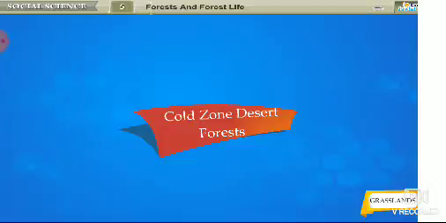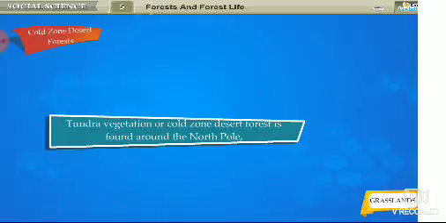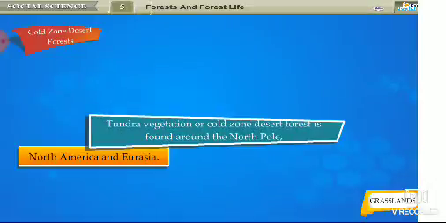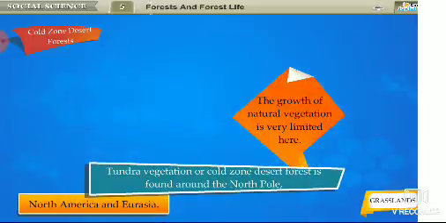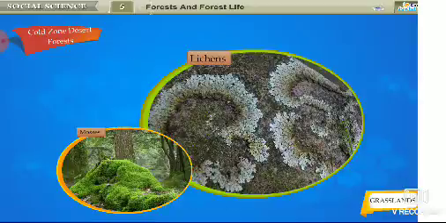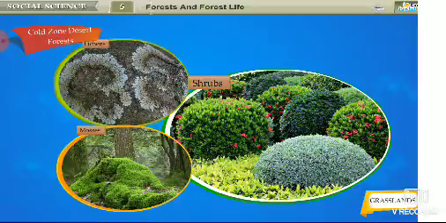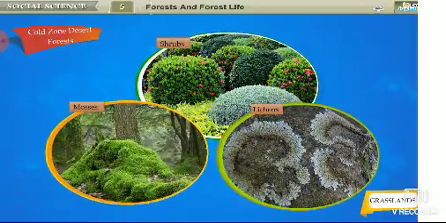Cold zone desert forests. Polar region. Tundra vegetation or cold zone desert forest is found around the North Pole, North America and Eurasia. The growth of natural vegetation is very limited here. Only mosses, lichens and very small shrubs are found here which grow during very short summer.